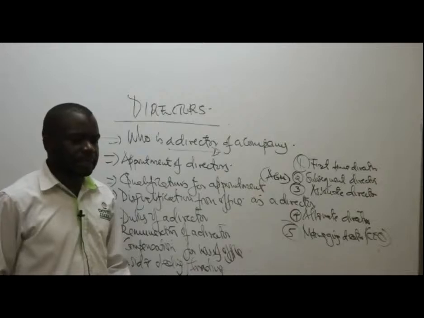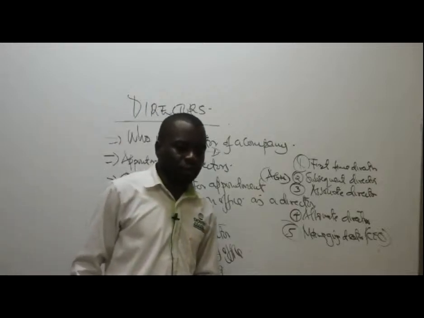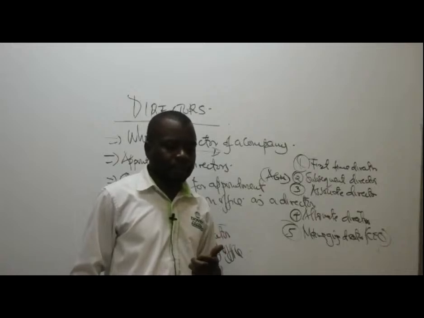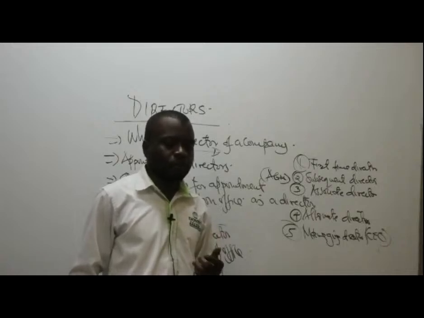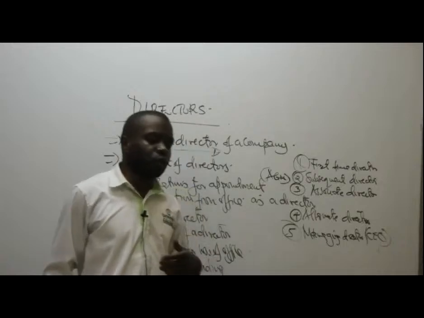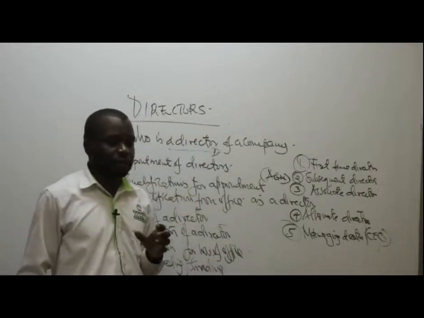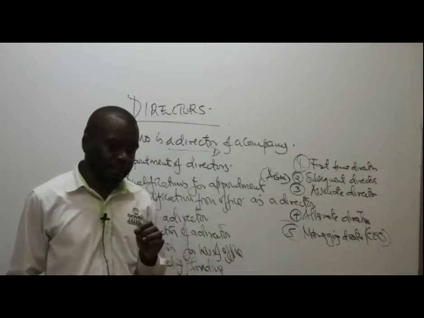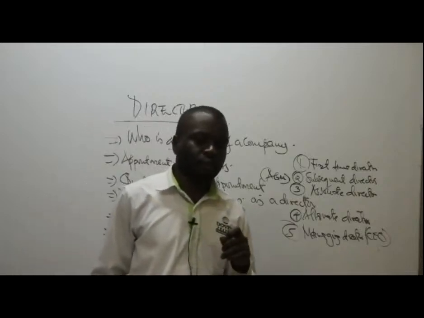Then we have an associate director. An associate director is simply a director of the company who doesn't engage in full-time service with regard to the operations of the company or management of the company. So he's not always there to oversee what is happening in the company. But for him, it is simply to represent the interests of certain parties on the board of directors.